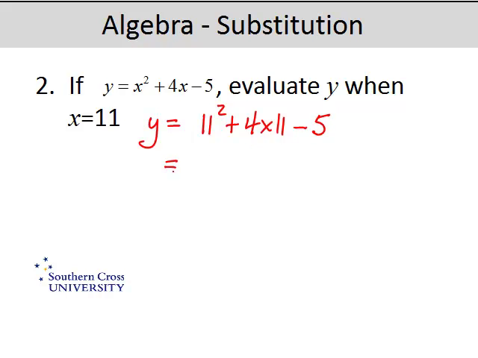Now, because of order of operations, we have to do the squared first. 11 squared is 121. And we can do the multiplication at the same time because it's a separate term. 4 times 11 is 44. Take away 5. So that becomes 165 take 5, which is 160.